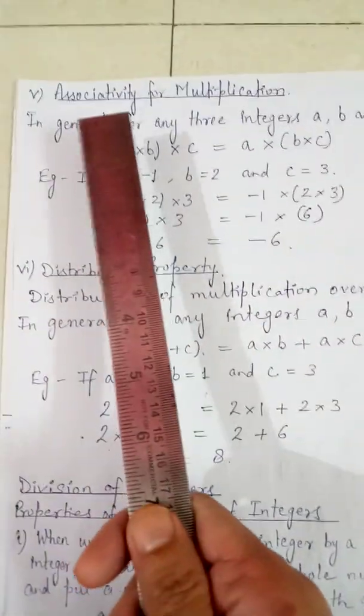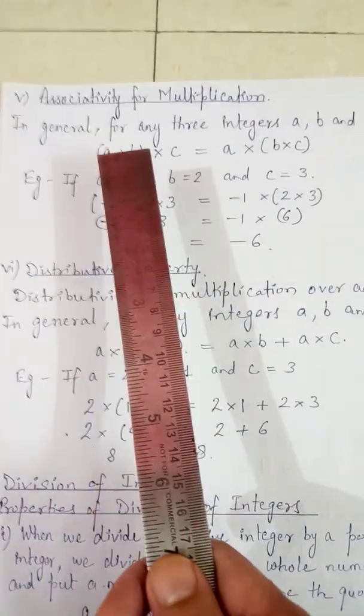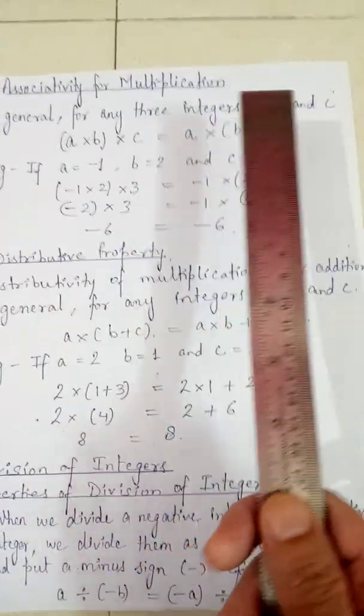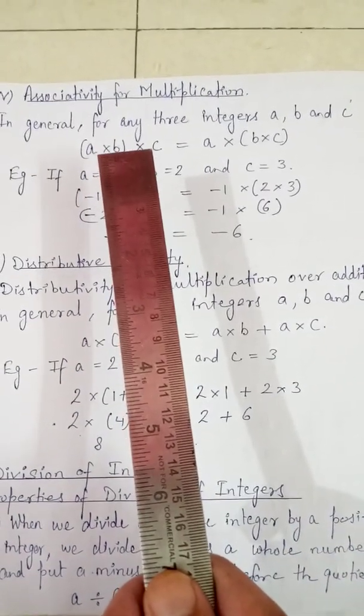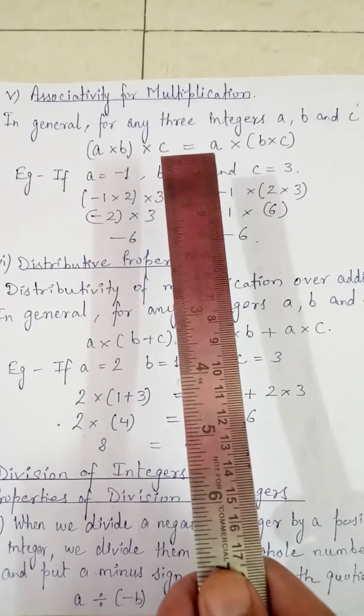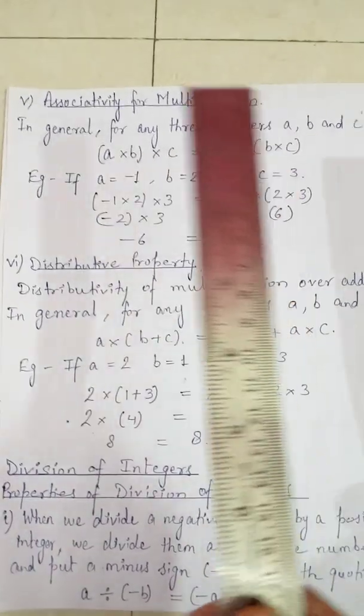Next is associativity for multiplication. In general, for any three integers a, b and c, the property is bracket a multiplied by b bracket multiplied by c equal to a multiplied by bracket b multiplied by c.